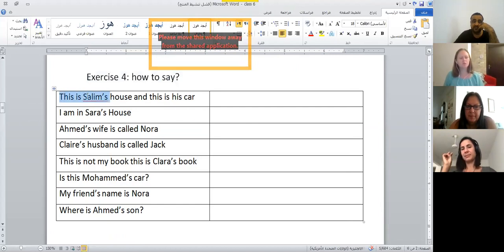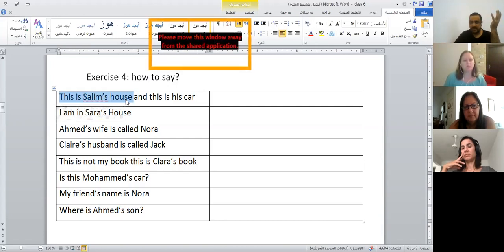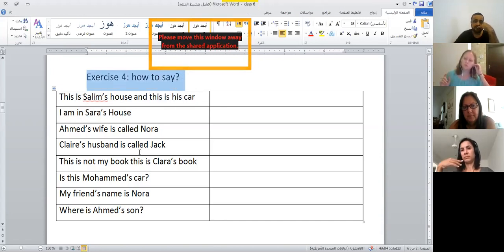Remember, in this part we don't have "his house." No, we have Salim's house. But in this part we have his car. So in this part we'll use the ending, but in this part we will not. Hada Beit Salim. This is Salim's house, and this is his car. So this exercise is like a summary of today's class and last class.